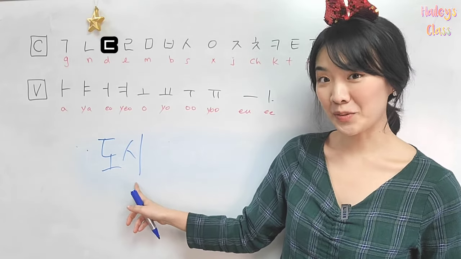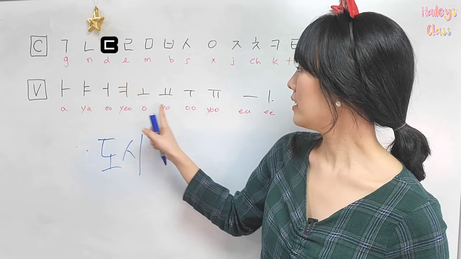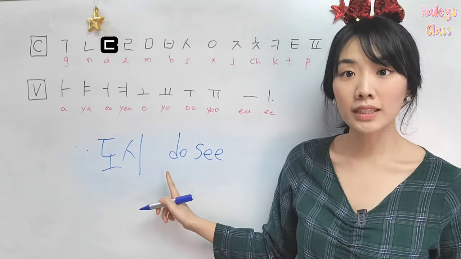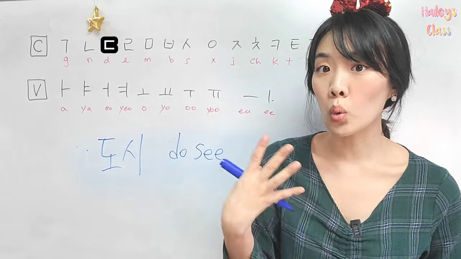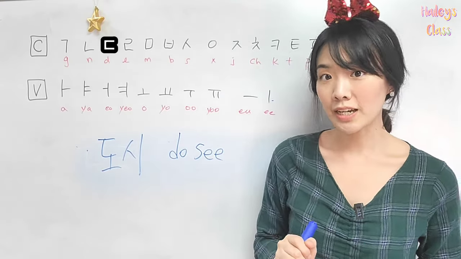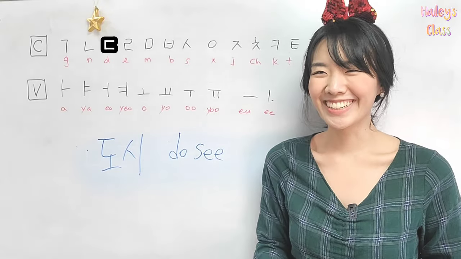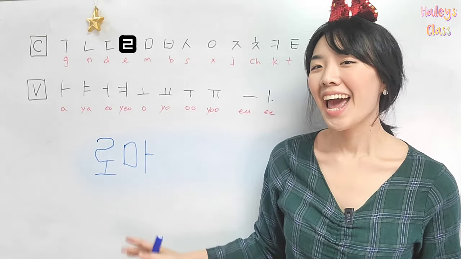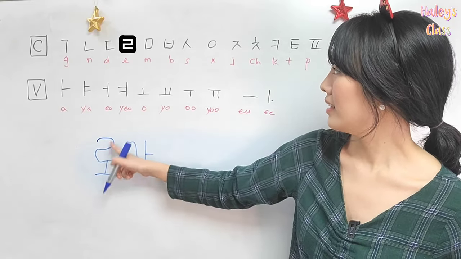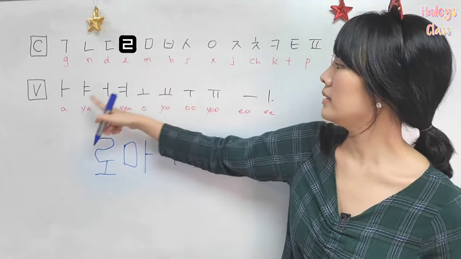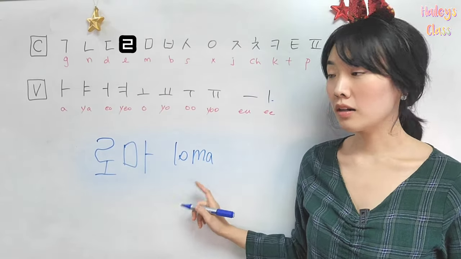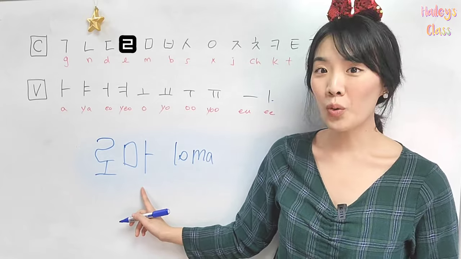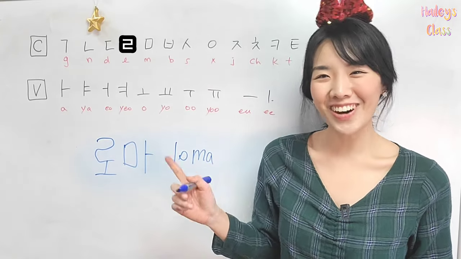Great! Let's move on. City in Korean is this one. Let's find out how to read it. D-O, so do, and s. So it's 도시. So in Korean, we say 도시. City in Korean is 도시. Great! Let's move on. The city Rome in Korean is this word. Let's find how to read it. L-O, so it's lo, and the m-a. Loma. So, Rome in Korean is Loma. Great job, everyone!